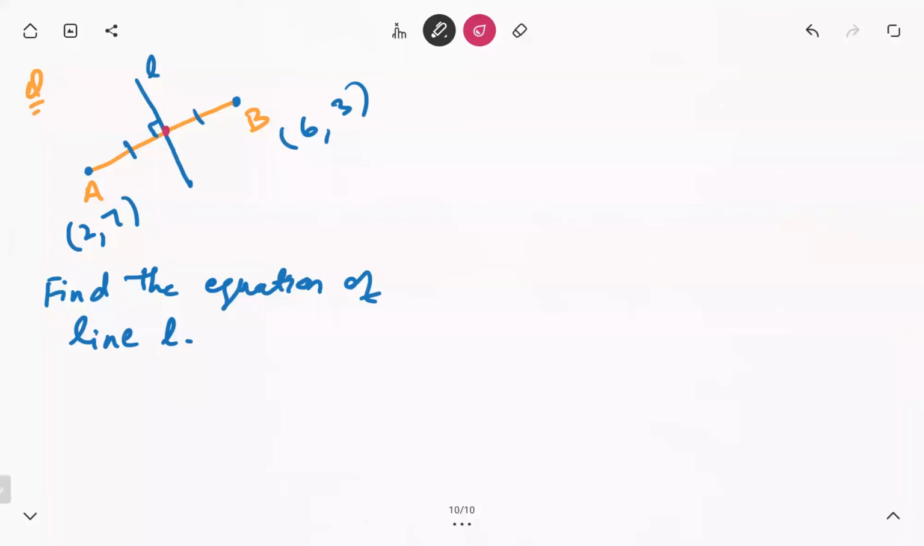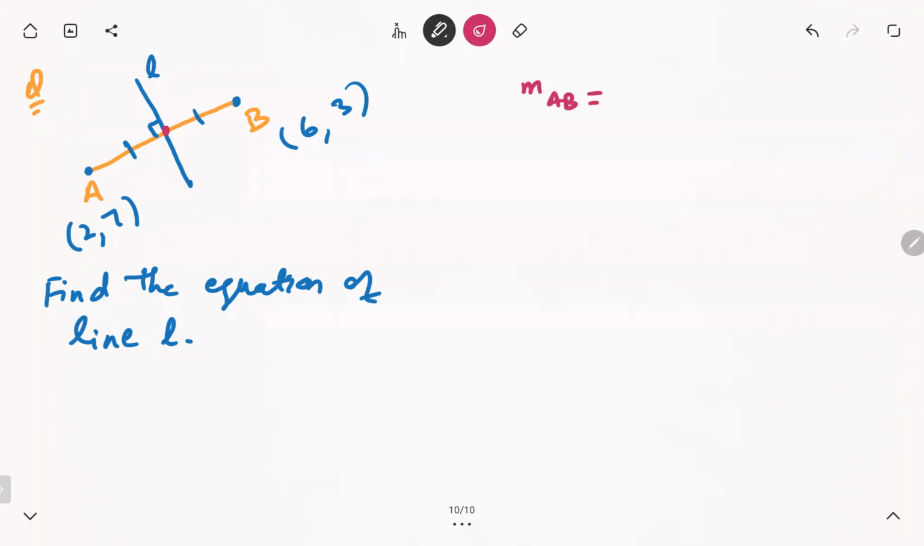In short, line L is the perpendicular bisector of AB. We did perpendicular bisector: it bisects and it is also perpendicular. So actually you are finding the equation of the perpendicular bisector of AB. L is a perpendicular bisector of AB. So first find the gradient of AB.